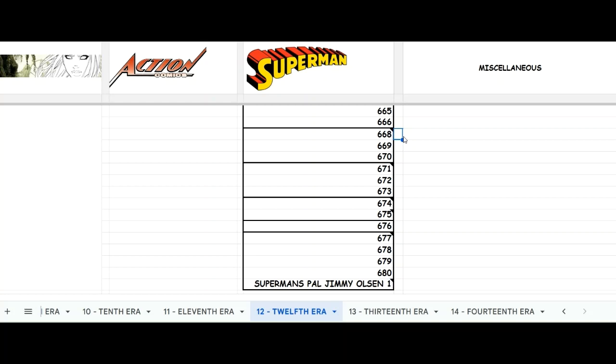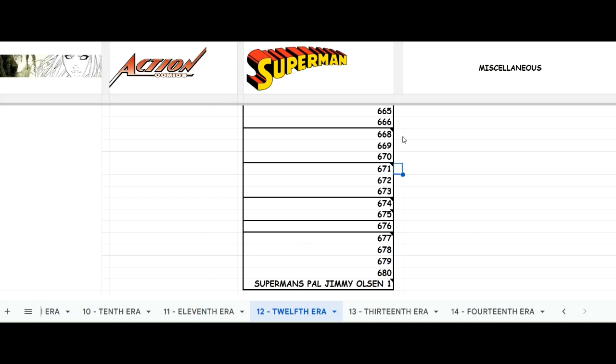We then have issues 669 and 670. In Superman 670, we see the destruction of Kandor 2 here. This is not the Kandor from Krypton that we're about to encounter in the 13th era of Superman reading. And the origin of the city that gets destroyed here is never fully clarified, so I always find it really disappointing.